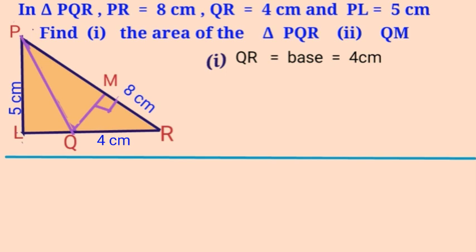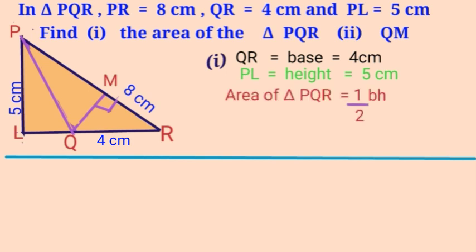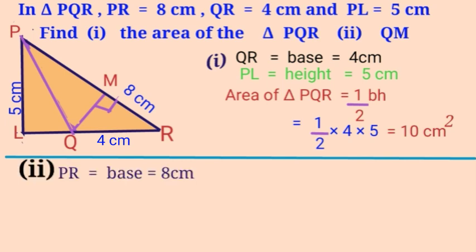Consider the first one. Here QR is the base, equal to 4 centimeter, and PL is the height of the triangle PQR, that is equal to 5 centimeter. Then area of triangle PQR is equal to half BH, 1 by 2 into 4 into 5, that is equal to 10 centimeter square. So the area of the triangle PQR is equal to 10 centimeter square.